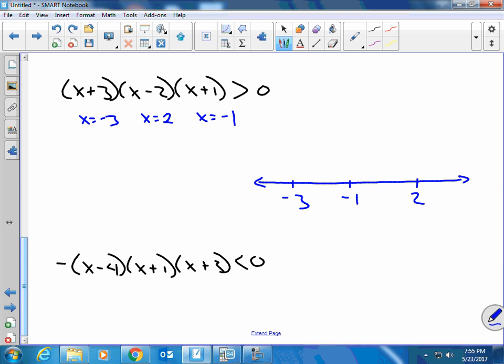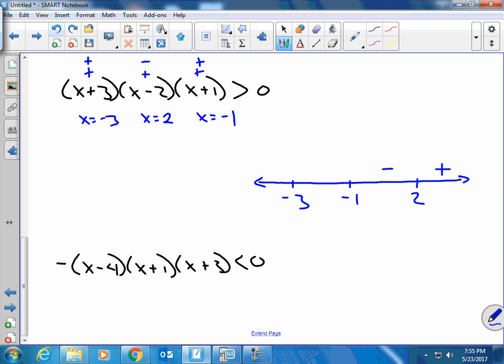So let's pick something bigger than 2, like 4. 4 plus 3 is positive. 4 minus 2 is positive. 4 plus 1 is positive. Everything out here will be positive. Something between a -1 and 2, like 0. This one's still positive. This one now is negative, and this one's positive. Notice only one changed signs. Which one? The one that had the 0 of 2. Hopefully you're starting to see these patterns.